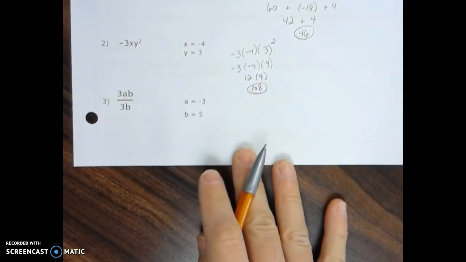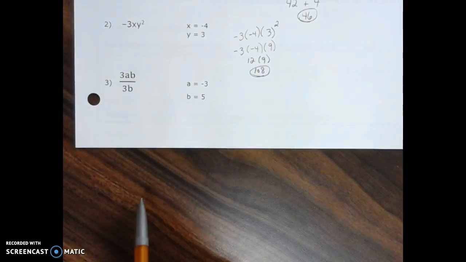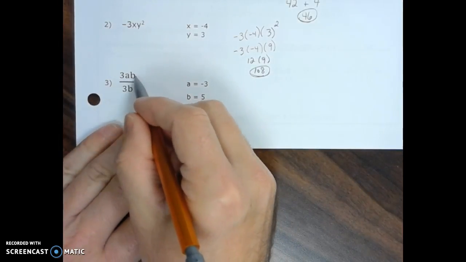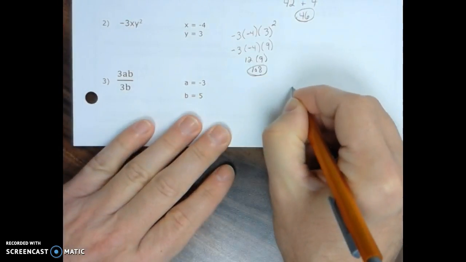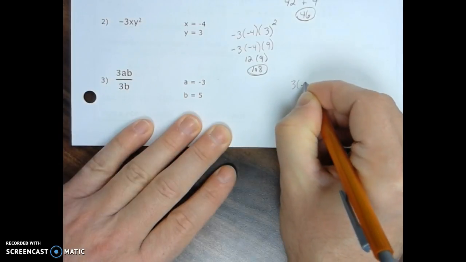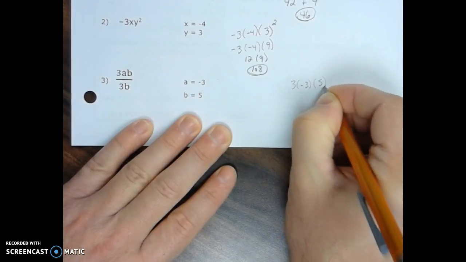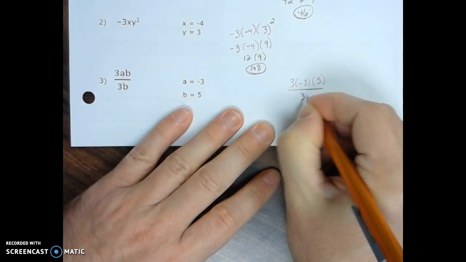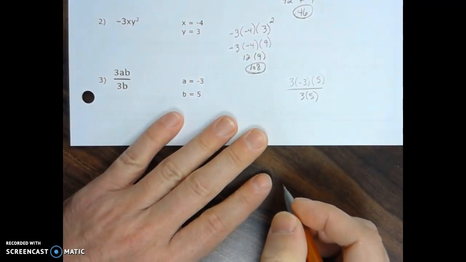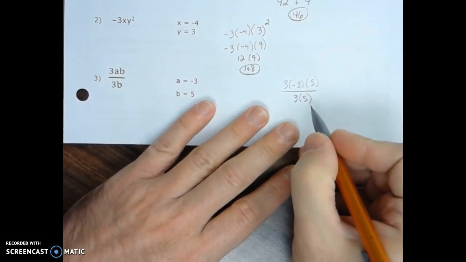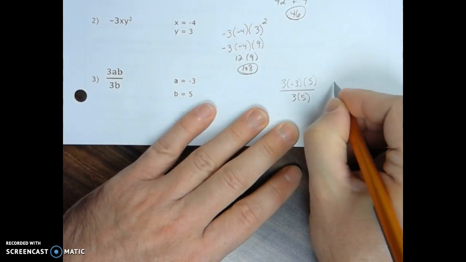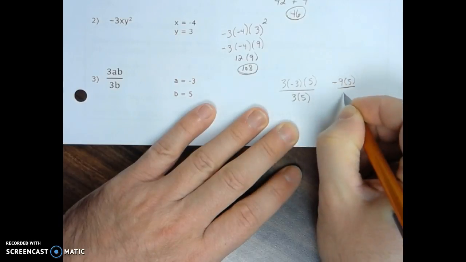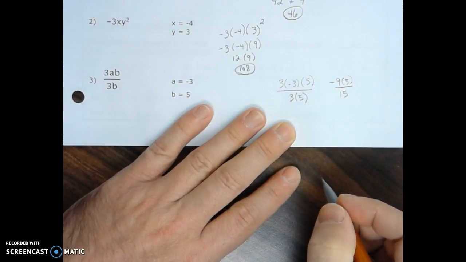Same thing in number 3. I gave you the values of a and b. Substitute in these values first. In the numerator, I have 3 times a times b. So this is going to become 3 times negative 3 times 5. And in the denominator, I just have 3 times b, so 3 times 5. Okay, if I evaluate in the numerator first, 3 times negative 3 is negative 9 times 5. In the denominator, 3 times 5 is 15.